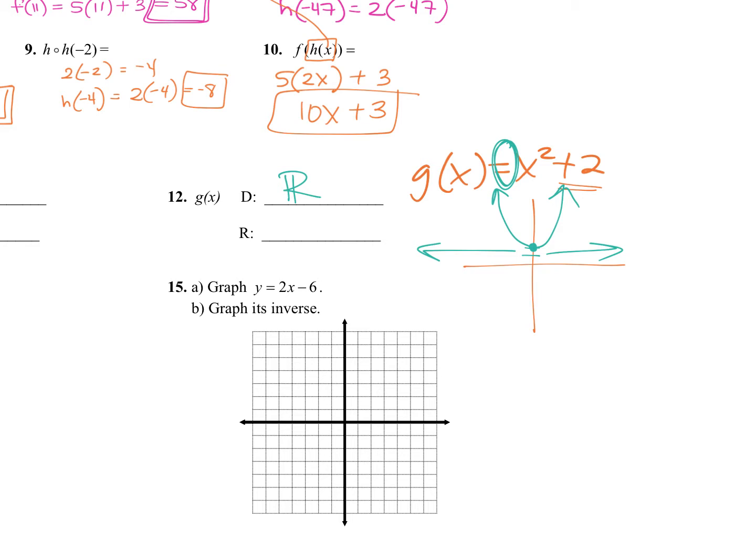But your range is not all real numbers. What's your range? Y is greater than or equal to 2. Here, right? That's your lowest y value on your graph. There can be no y's this way because the graph opens up, okay? So your range is going to be y is greater than or equal to 2 for that.